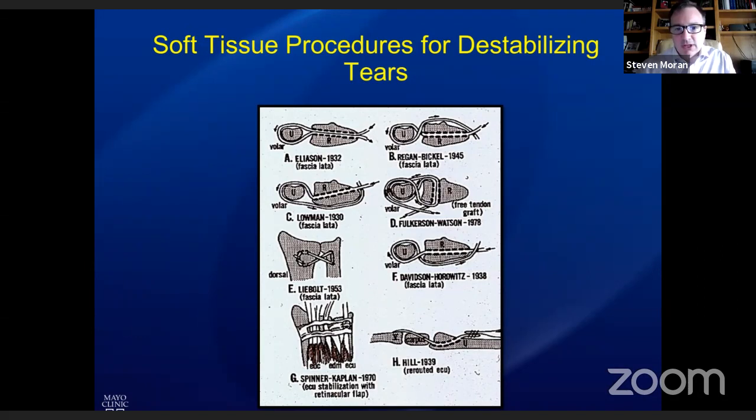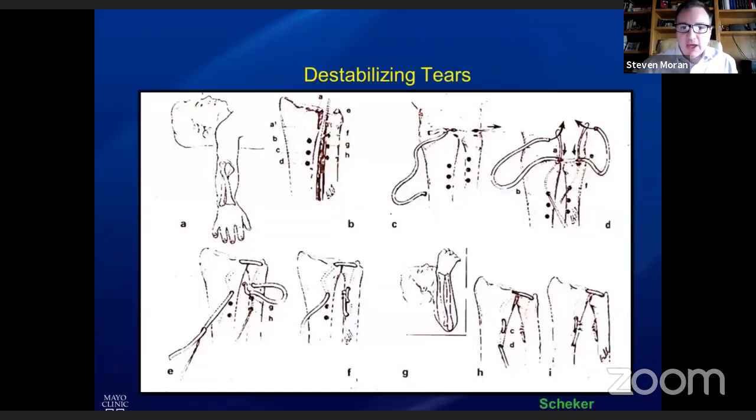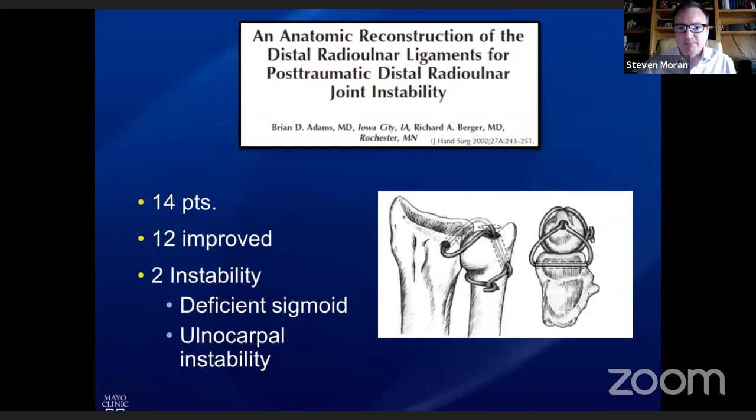There has been a variety of soft tissue procedures designed since the 1930s. And if you ever see a diagram like this, you know that none of them work very well. The most recent one was by Dr. Schecker prior to his invention of the Aptus implant. And this was almost a shoelace type repair between the ulna and the radius, attempting to stabilize not only the distal radial ulnar joint, but the interosseous membrane as well.